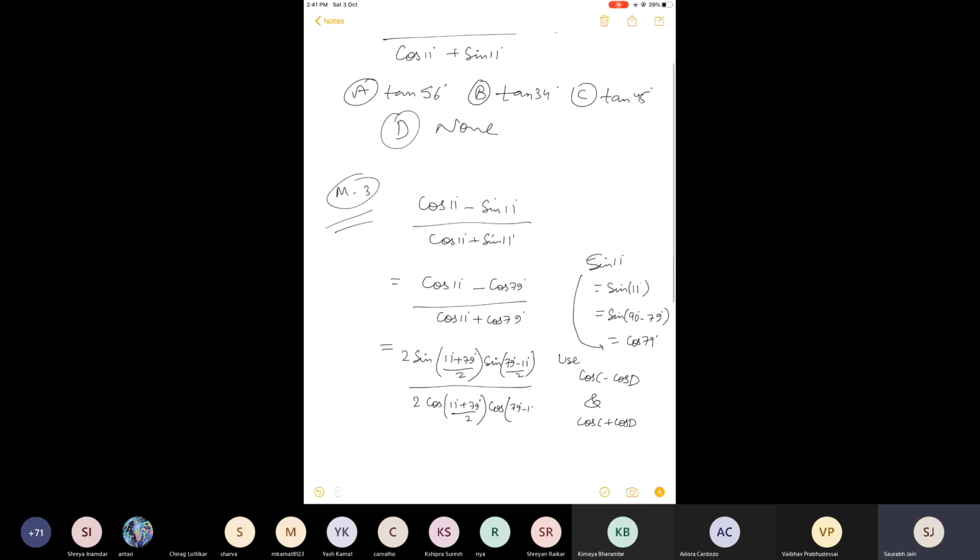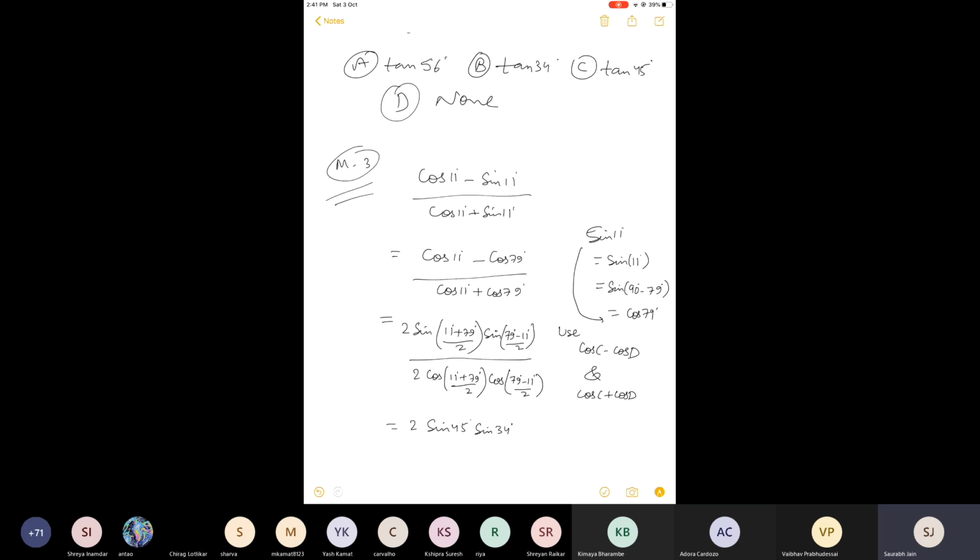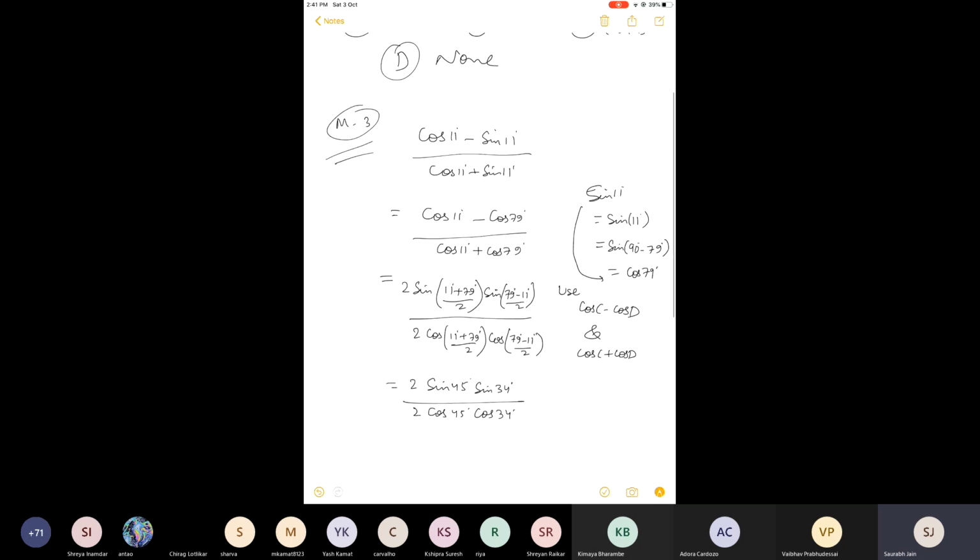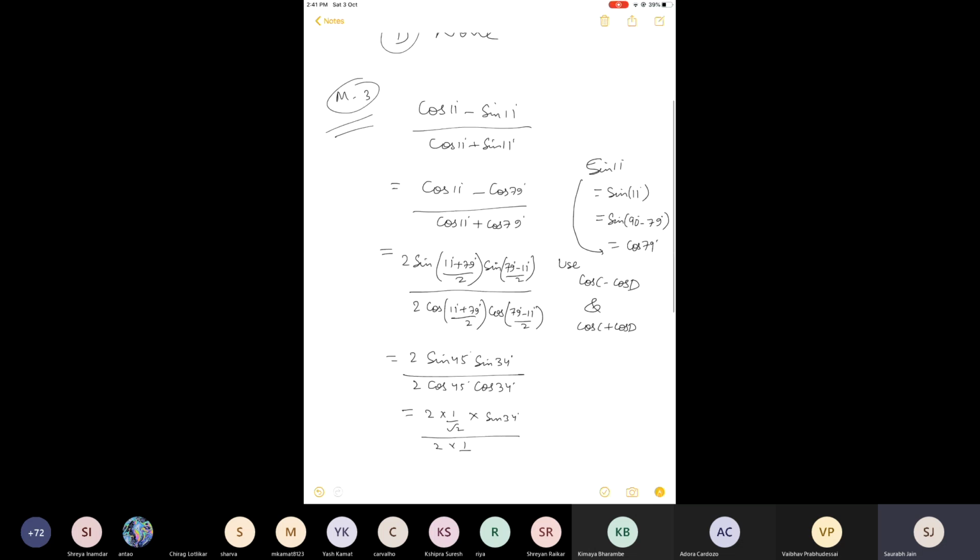In the numerator, the first term will become sine 45 degree. Next term will be 34 degree. Similarly, in the denominator, simplify these brackets. This is 45 and the next one will be 34. If you put the values, you will get tan 34 degree only. Why? 1 by root 2 will get cancelled, and sine upon cos is tan. So tan 34 degree.